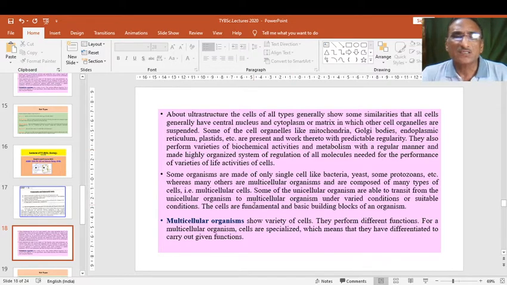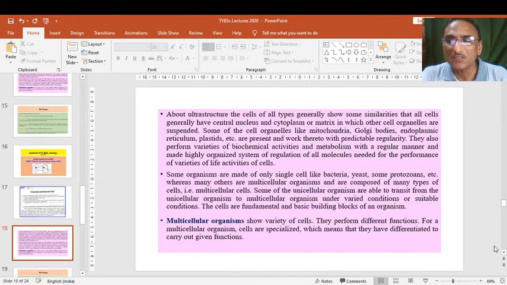Secondly, some organisms are made of only single cells, as we have already studied in bacteria or blue-green algae, and these are unicellular organisms. We can say unicellular cell as well as organism. Most protozoans are unicellular organisms, and they are studied basically as a typical animal cell type or animal single cell type. These cells are the fundamental and basic building blocks used in the study of organisms.